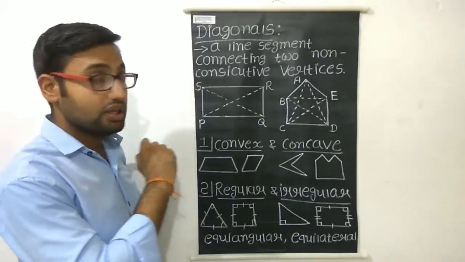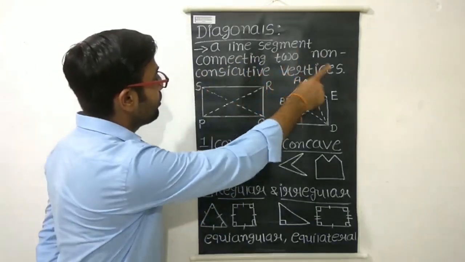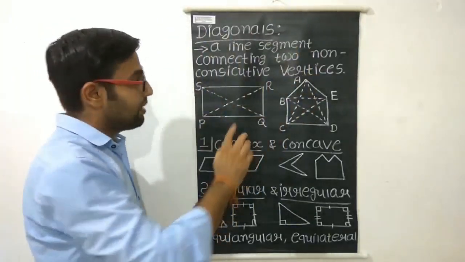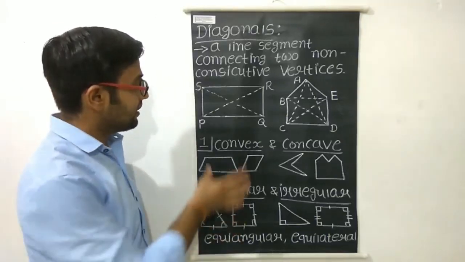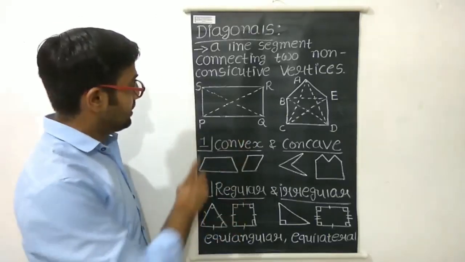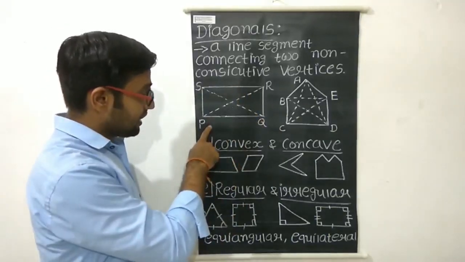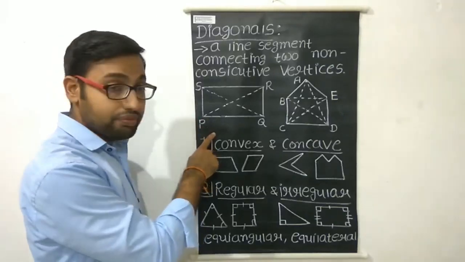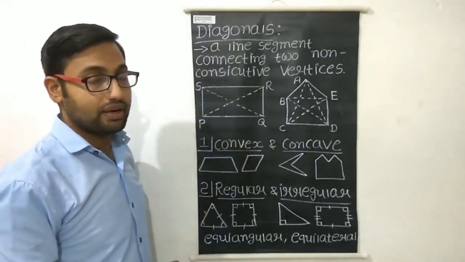What is a diagonal? See, a line segment connecting two non-consecutive vertices. That line segment is called a diagonal. Let us understand by taking a shape. This is a shape which has four sides. So a four-sided closed curve, we can say this is a polygon, and the type of this polygon is a quadrilateral because it has four line segments.